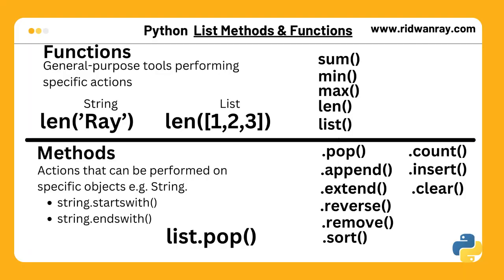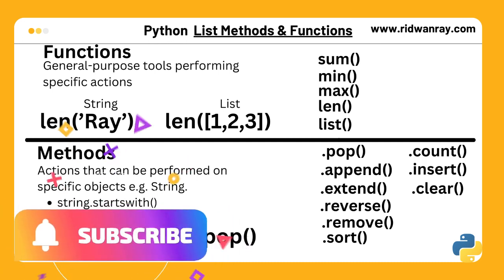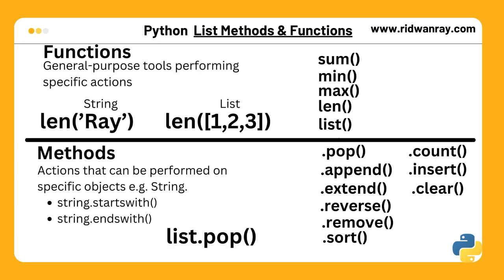Hi friends and welcome. In this lesson, we will explore various functions and methods designed to work with a list data type. To understand the concepts better, it is crucial to distinguish between functions and methods. Functions are general purpose tools that perform specific actions. They are called by their names, followed by parentheses, without being tied to a particular object.